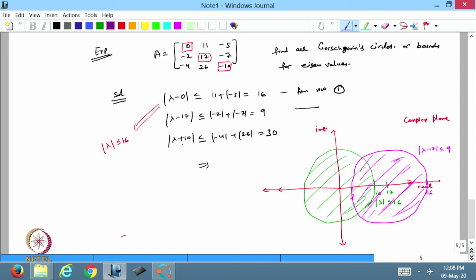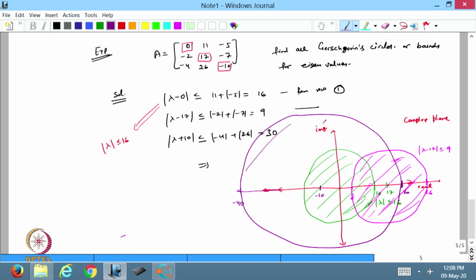So, I choose lambda plus 10, so it means lambda minus minus 10. So, it is 16, it is also going up to 16. Suppose it is somewhere at minus 10, and then I have to choose a radius of 30. So, 30 means I have to go up to 40, and minus 10 plus 30 is 20. So, suppose this is my 20. So, I have to choose a very big circle like this one, and this is my another disk.